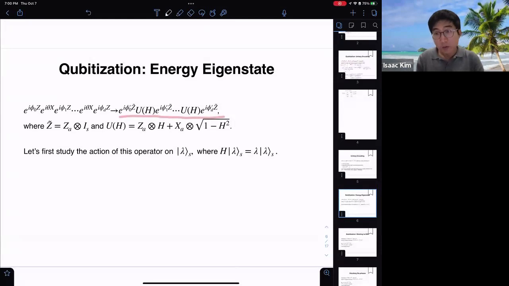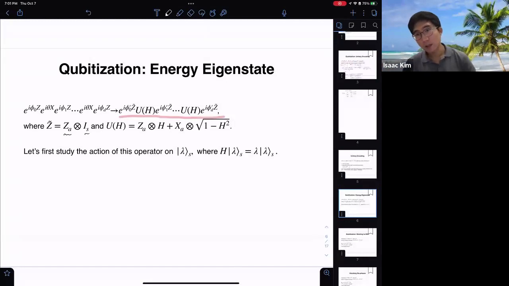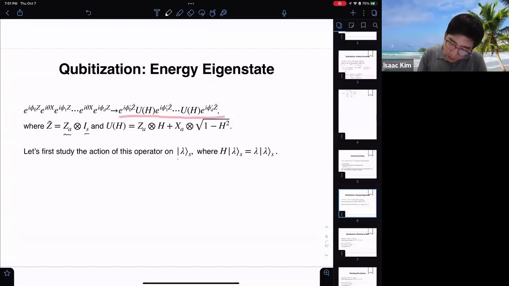Well, let me first make a slight update of notation. I'm going to denote this extra single qubit as A and the space that the Hamiltonian acts on as S. S corresponds to the system. Okay, and I will consider an energy eigenstate lambda so that H lambda is equal to lambda times the eigenstate corresponding to lambda.